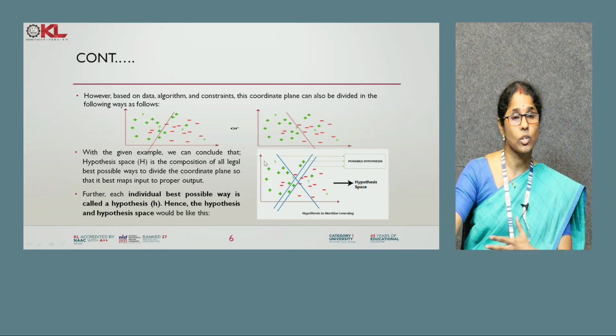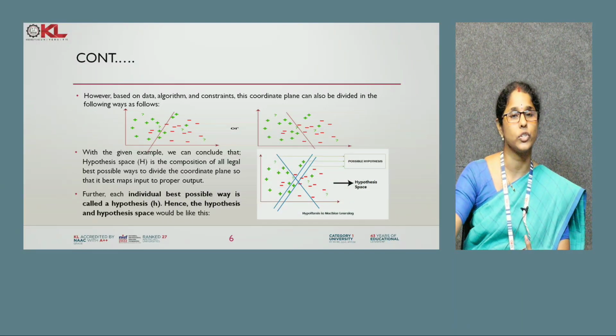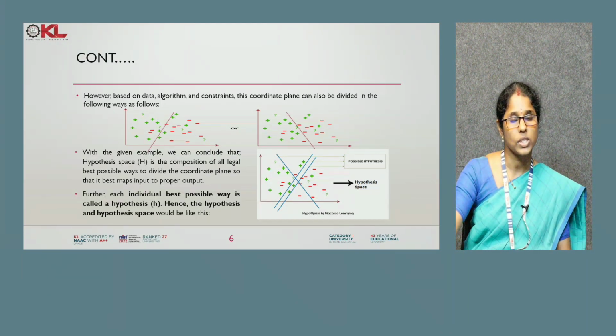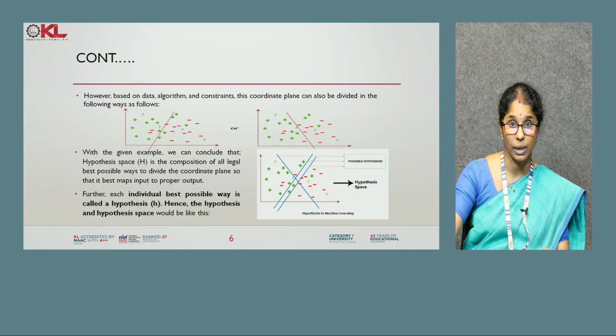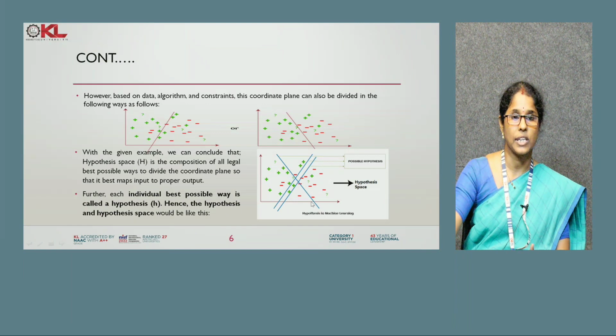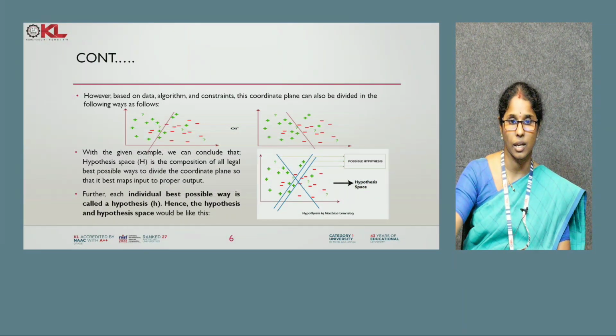However, it's not the only way that you will be able to divide the data, or it's not the only assumption that you can make. So for one assumption, this is how the data might be divided. For another assumption, this is how the data might be divided. As we already talked about, hypothesis space is a set of multiple hypotheses. As you have multiple hypotheses, this is how your hypothesis space looks. For each individual, the best possible way is called a hypothesis. Hence, hypothesis and hypothesis space would look like this.